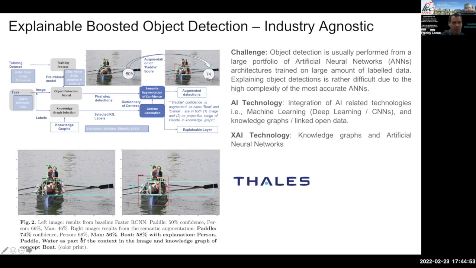You get a person at 66, man at 56, so slightly higher, both 58, which was not there initially. And that's the way you use a knowledge graph for object detection here. Try to find co-occurrence of terms in a graph, and does that make sense in a picture? Do you capture those? If they are, most likely they may be connected, right? And the score should be much higher.